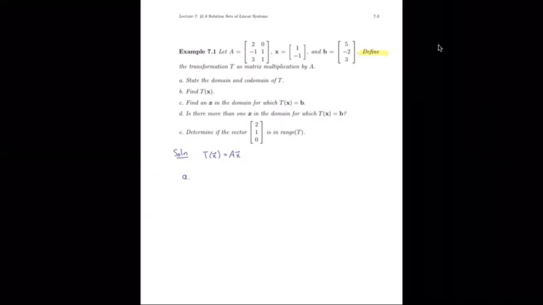Well, let's be careful. If we're going to multiply this matrix A by a vector, we have to make sure that the number of columns in A matches the number of rows in the vector we multiply against. And that's the vector that we're acting on, right? So 2 columns in A, two rows in this x. So the domain of T, we'll say, is R2, the plane or the two-dimensional real space.